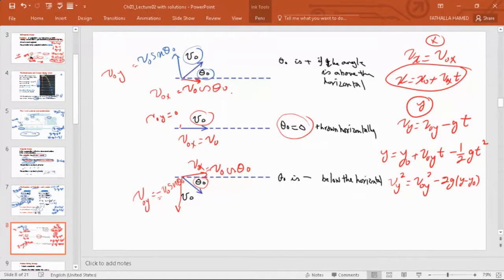In this case, your v0y and your v0x are positive. In this case, you only have an x component of the velocity, and in this case here, the vx is positive, but the vy is negative.